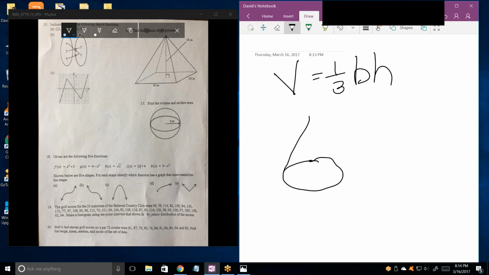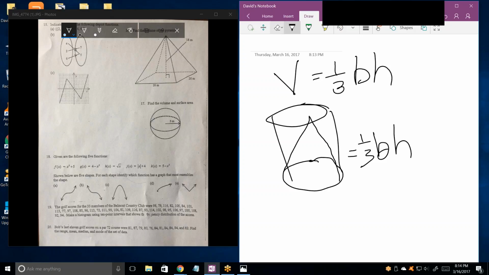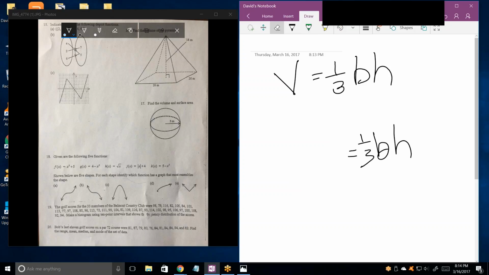In other words, if you want to memorize the volume of a cone, I know what volumes of cylinders are, and that's the base times the height, but since it goes to a point, it's 1/3 base times height. So that's the way I always memorize these things that go to a point.